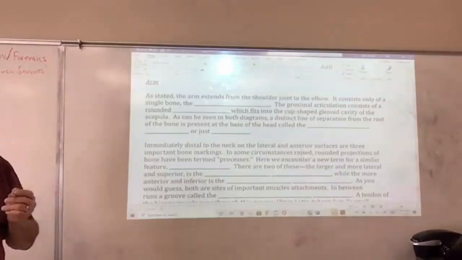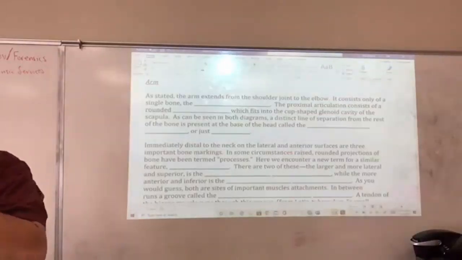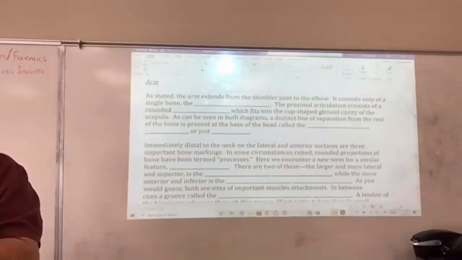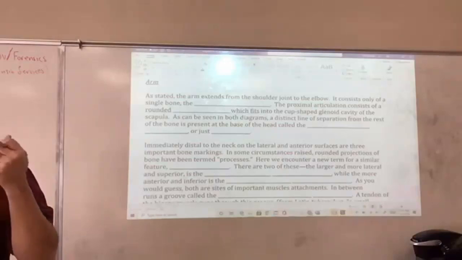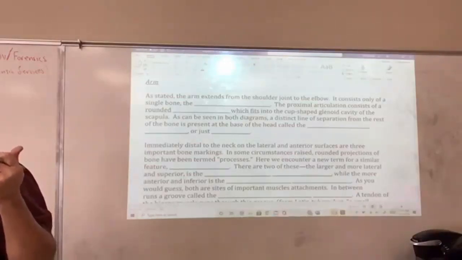What did we call the shoulder joint? We don't really want to call it the shoulder joint. Acromion process? Okay, so the acromion process is on the scapula, right? But it articulates with the clavicle, so that's the acromioclavicular joint.